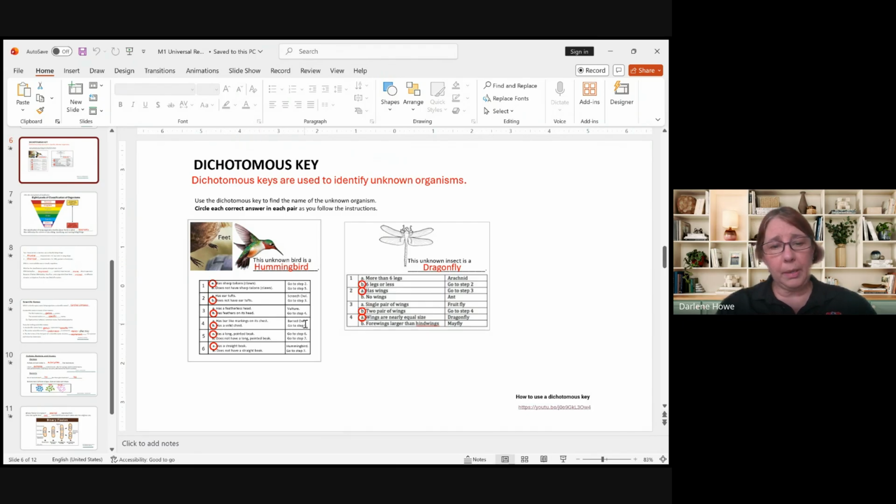Go to step 5. Has a long pointed beak, does not have a long pointed beak. Definitely has a long pointed beak, okay? Go to step 6. Has a straight beak, does not have a straight beak, okay? So it has a straight beak. It's a hummingbird, okay? Hummingbirds are amazing birds.